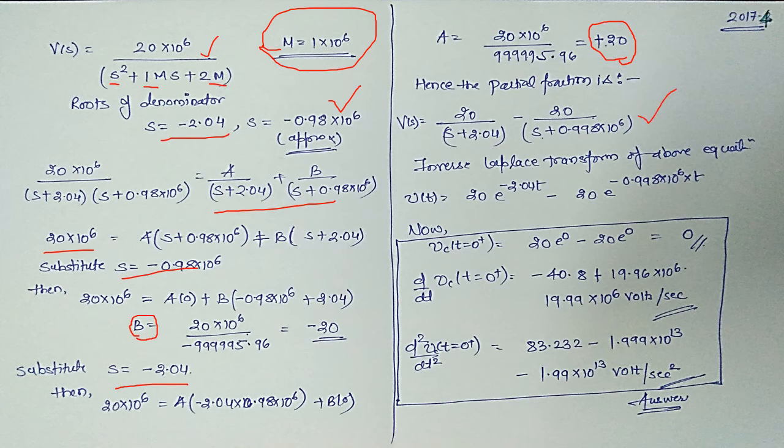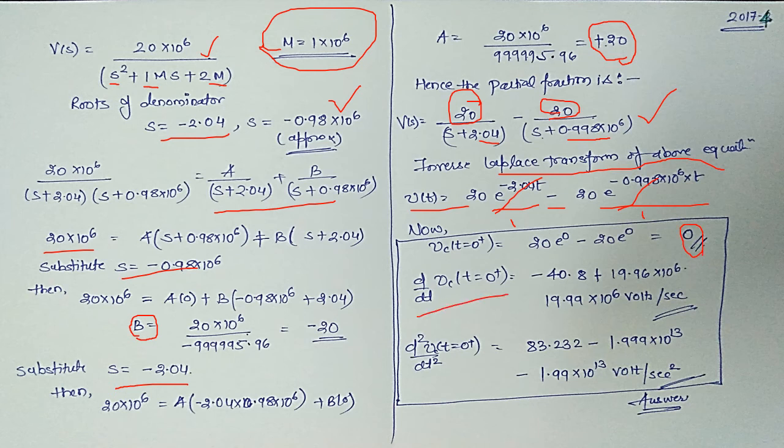Hence the partial fraction will look like this. Now taking the inverse Laplace transform of the above equation, you will find v(t) is plus 20 e to the power minus 2.04 t minus 20 e to the power minus 0.998 into 10 to the power 6 t. From here also you can see that if you substitute t equals 0, each exponential term becomes 1, and 20 minus 20 is 0, which is what we analyzed in the first instance in the previous slide.